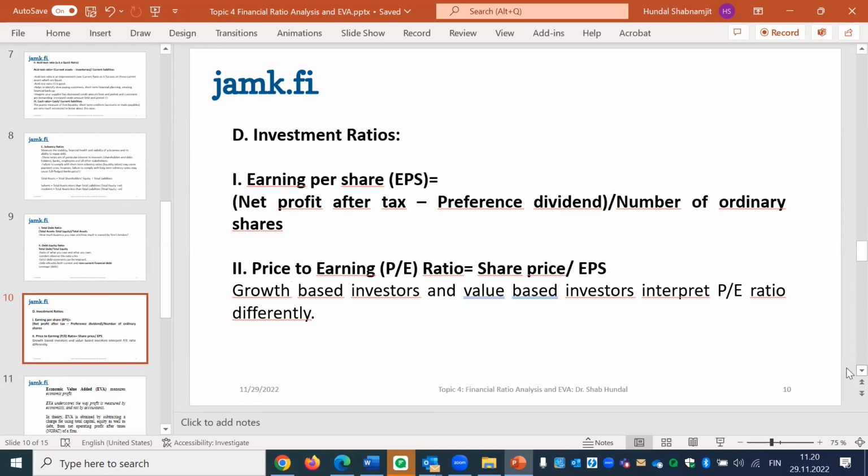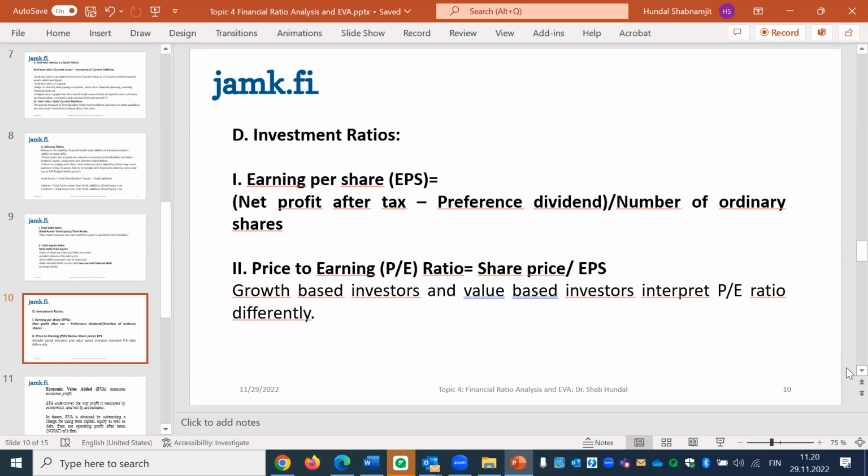Another health check that we do is called the investment ratio, and we have two ratios here. The first is earnings per share. Earnings per share is how much earning is available to the investors, how much earning is available per share.